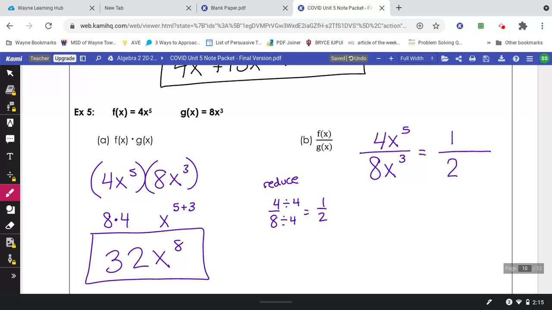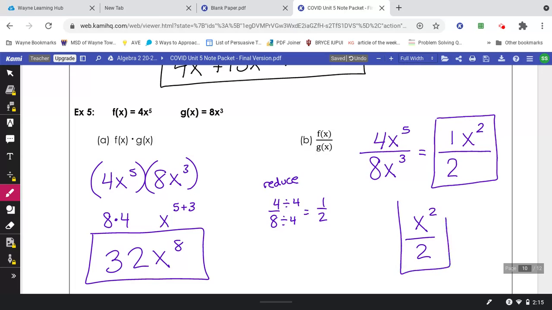And then for my x's, I ask myself, where are there more x's, in the numerator or denominator? There are definitely more in the numerator, 5 compared to 3. How many more are there at the top than at the bottom? That would be 2. That's a great answer. You might also see the answer written without that 1 in front. So I'll say, or x squared over 2, also a great answer.